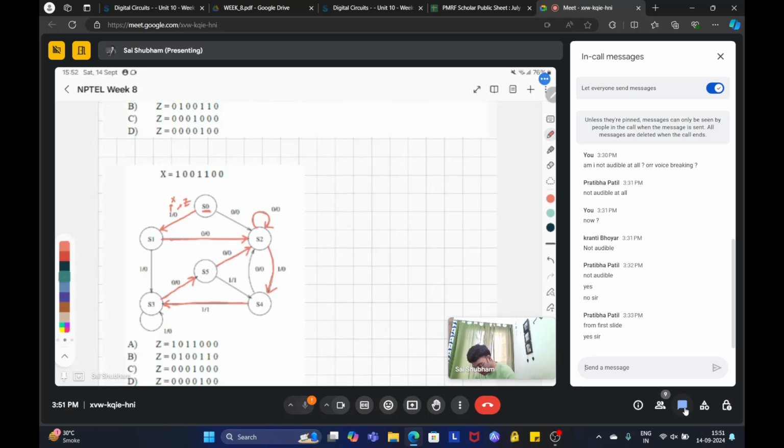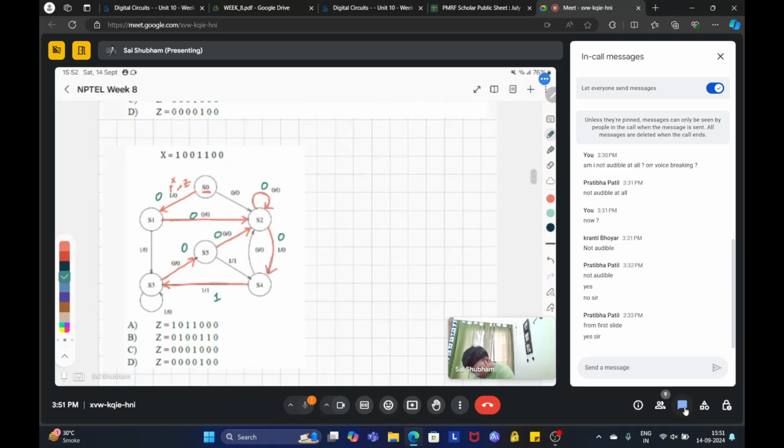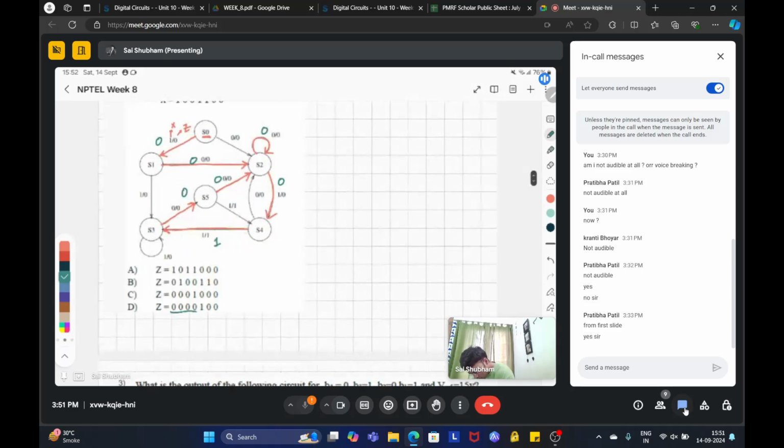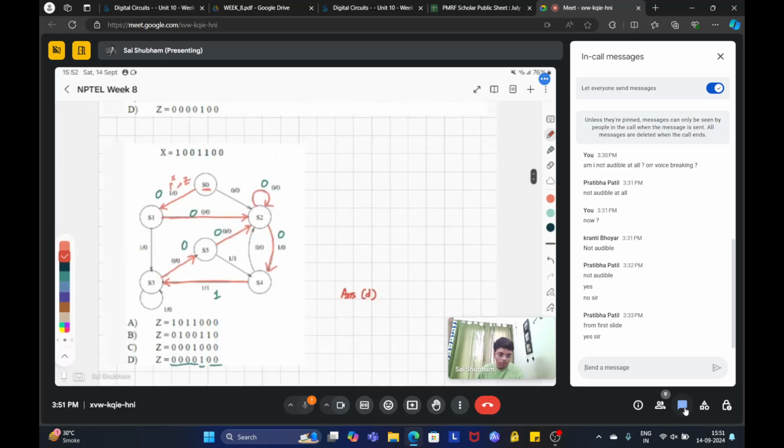So in this path, what are the outputs? So in this case, this is 0, 0, 0, 0, 1, 0, 0. So it should be 4 zeros, 1 double 0. So the answer is D. Okay, so this is clear to everyone. If you have any doubts, let me know how the state machine is functioning.